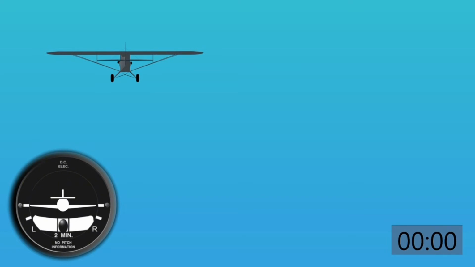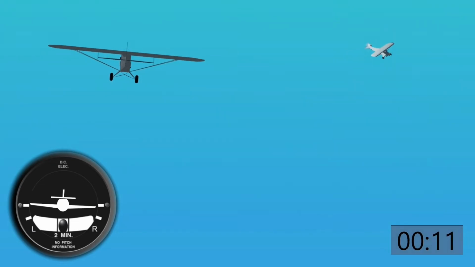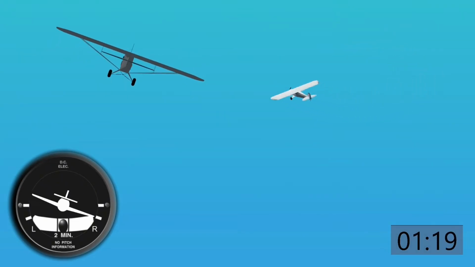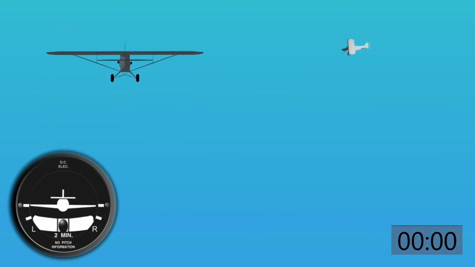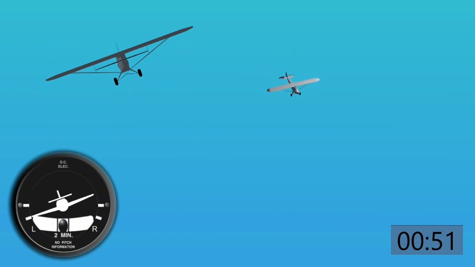Here we show a standard rate turn to the right with our turn coordinator indicating standard rate and our turn finishing in 2 minutes. Now we show a standard rate turn to the left with our turn coordinator now indicating a left standard rate and our left turn circle finishing in 2 minutes.